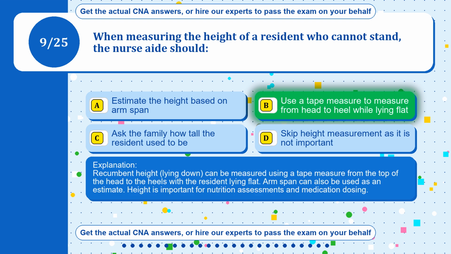Recumbent height, lying down, can be measured using a tape measure from the top of the head to the heels with the resident lying flat. Arm span can also be used as an estimate. Height is important for nutrition assessments and medication dosing.